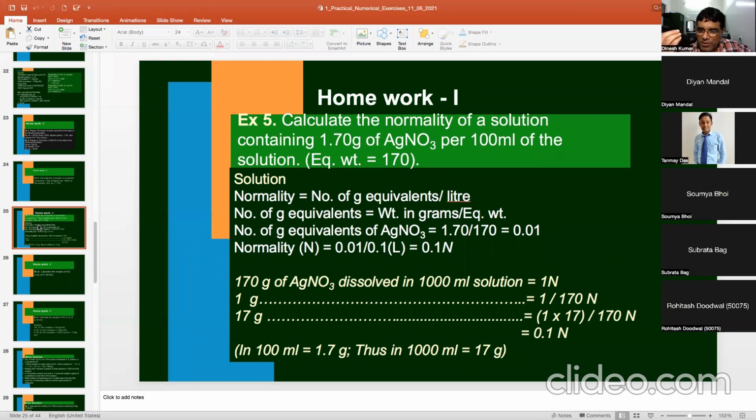In other words, the simplest way is: 170 gram of silver nitrate dissolved in 1000 ml solution will give you 1 normal. If 1 gram is dissolved, it will give you 1 by 170 normal. If 17 gram is dissolved, then it will give you 0.1 normal. So this is how we can calculate it.